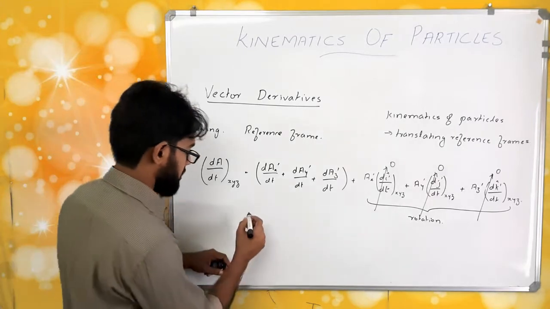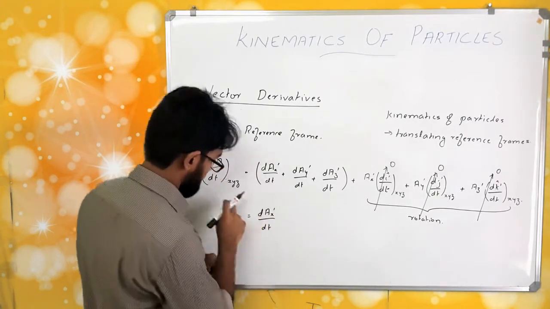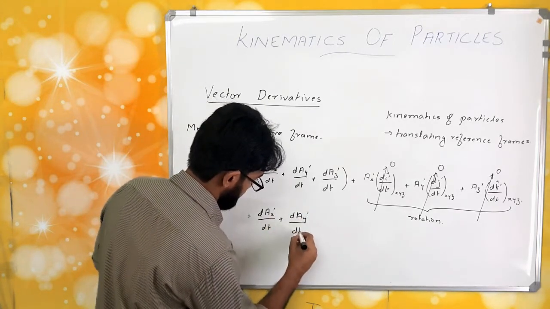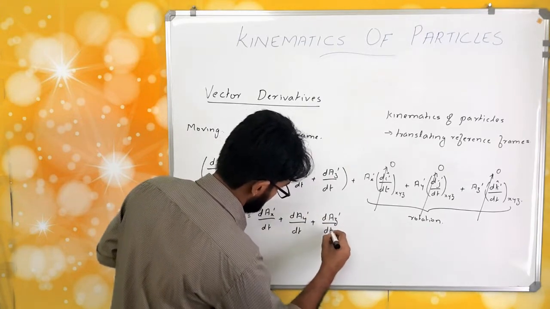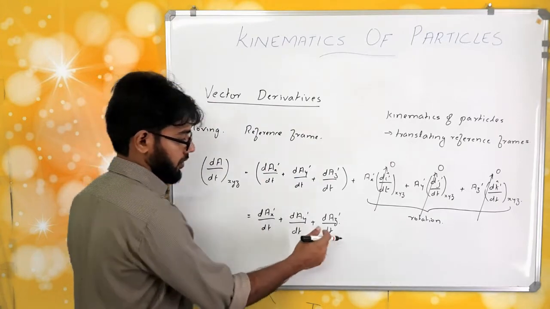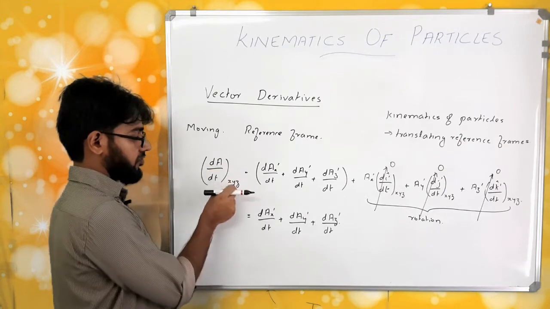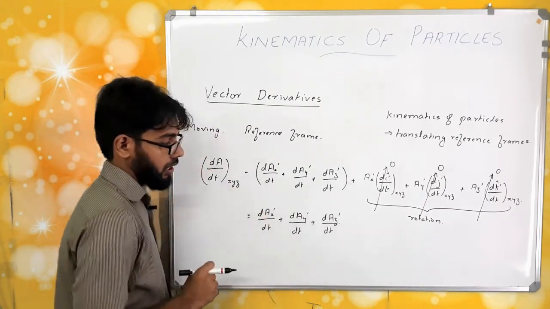So as such, my derivative of the vector with reference to the moving reference frame will have these three components.